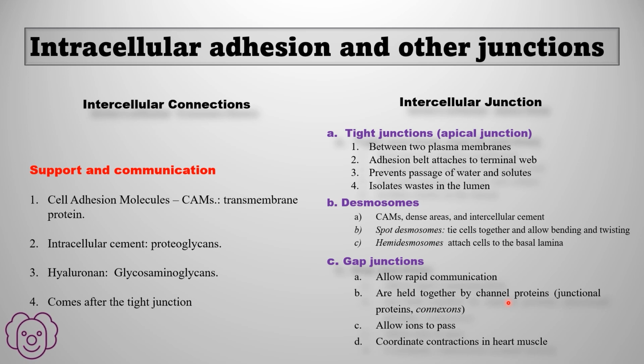Ions are electrically charged, so be careful about that. It also allows the charge to move from place to place, coordinating contraction in the heart muscle. And this is why we say that it has an electrical appearance or electrical energy, because it allows the passage of ions, which is very important here. This is all about intracellular adhesion and junctions.